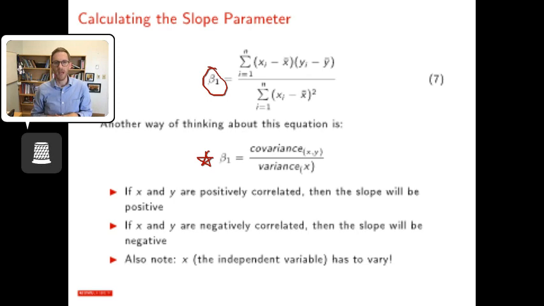Okay? And notice here, because we have x in the denominator, it cannot be 0. That means it has to have some variation. And this makes sense. If x doesn't vary at all, well, of course it can't predict any of y's variation because there's no variation in x. So the intuitive sense is, if my independent variable doesn't vary, then there's nothing really to predict with that variable, right? Because there's no variation there.